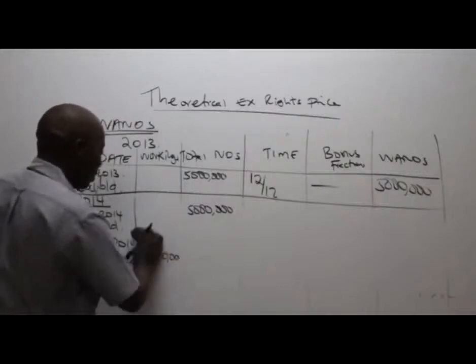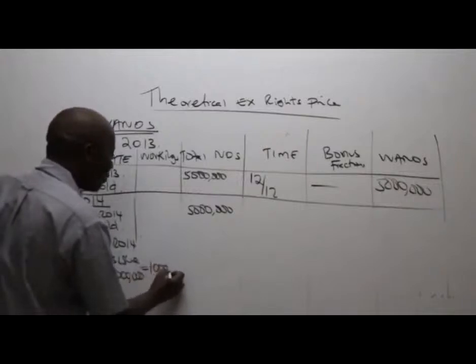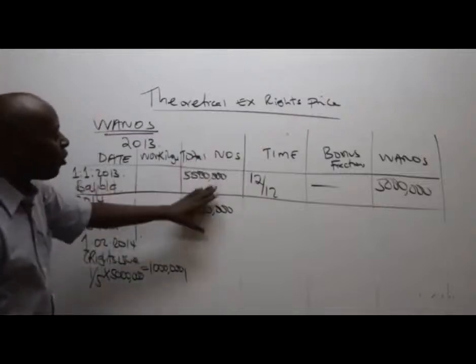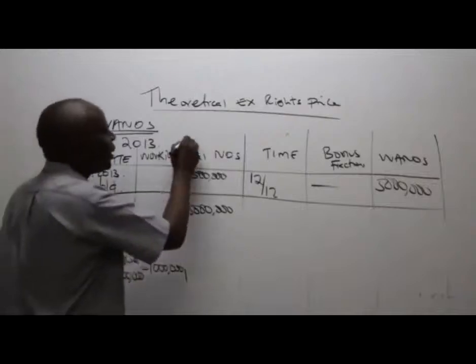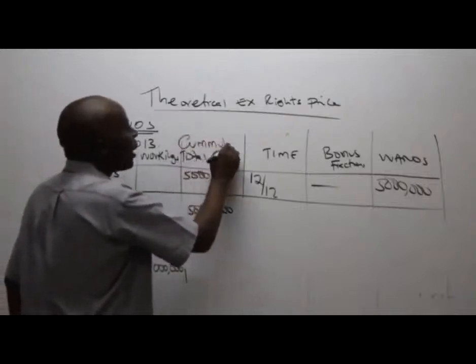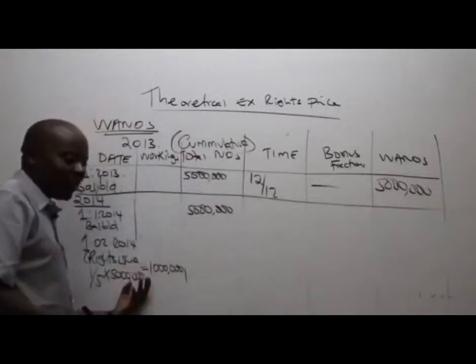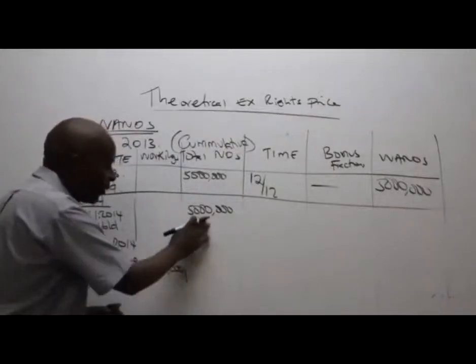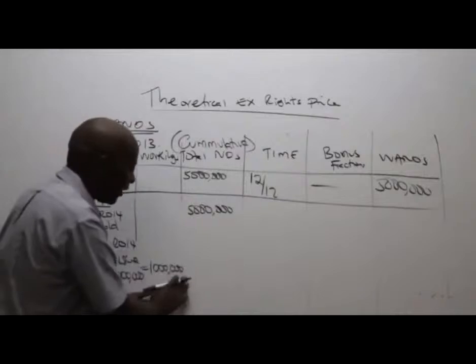Are they 6? No. It equals 1 million. But I appreciate what that student is trying to tell me. The student is trying to tell me that this column here normally takes the total, the cumulative. So 5 million plus a million gives me how many shares in total? 6 million. Thank you very much.